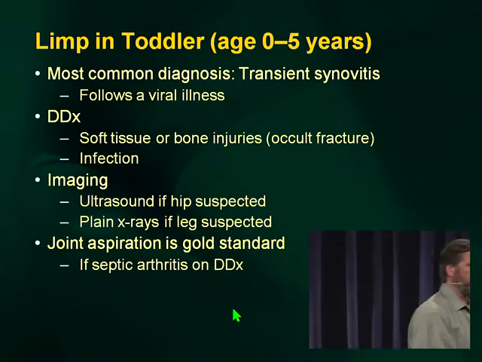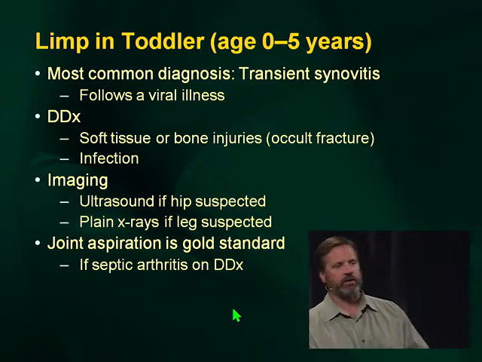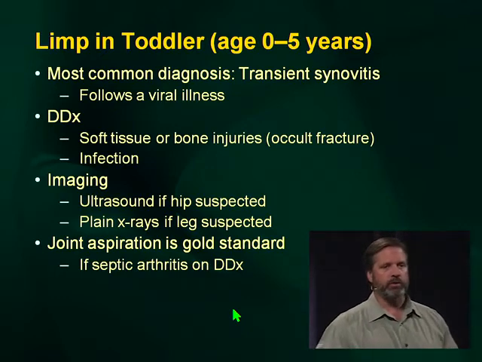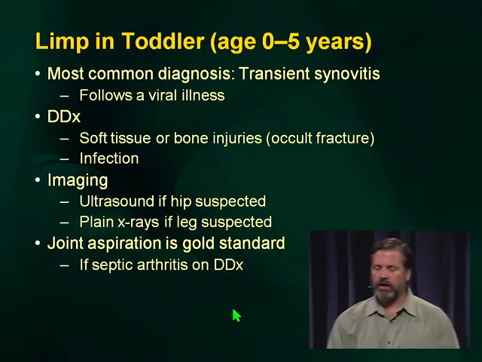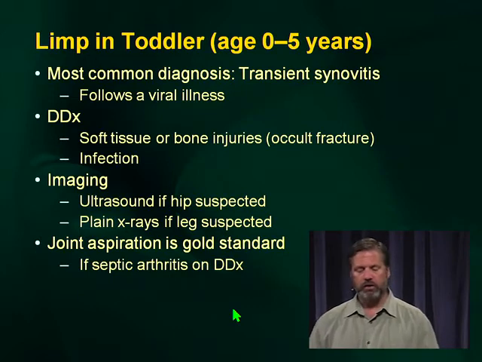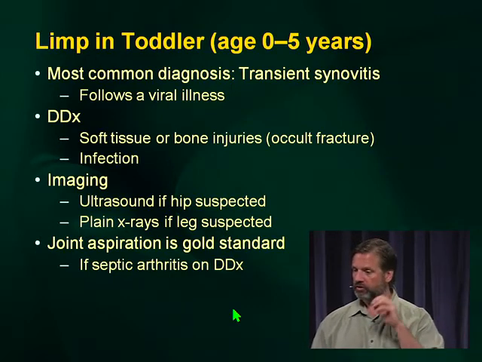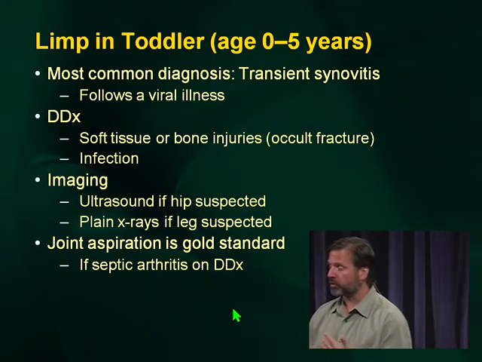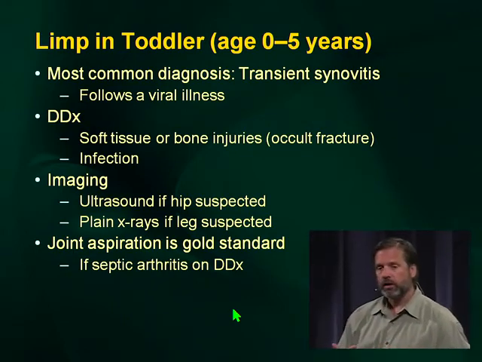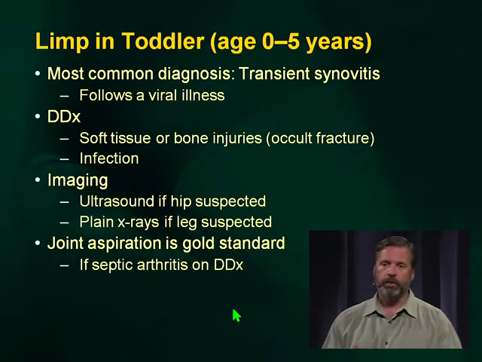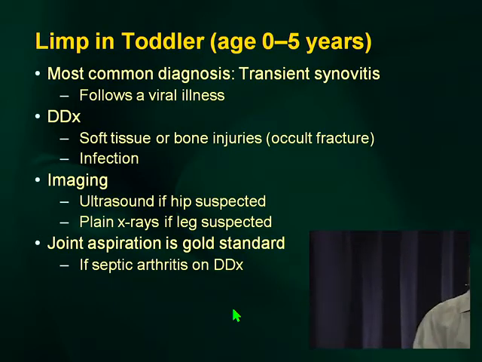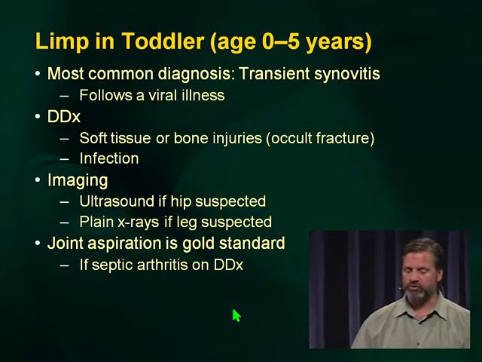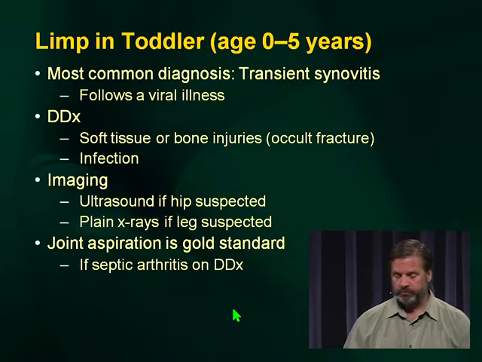Almost a guarantee, I can almost promise you that you're going to get a limping toddler on your exam. I don't think I've ever known anybody who took this exam who wasn't faced with a limping toddler. So the most common diagnosis is transient synovitis, which is a viral illness. It actually follows the viral illness. The thought is that the virus provokes the production of an antibody that then reacts with the normal antigens on the synovium. So what you end up having is basically an autoimmune reaction, inflammation within the joint, and the kid presents with hip pain.